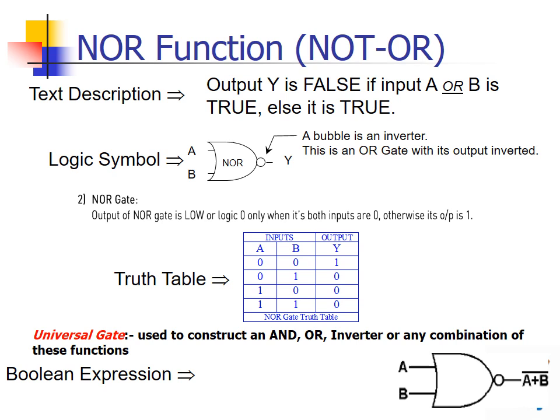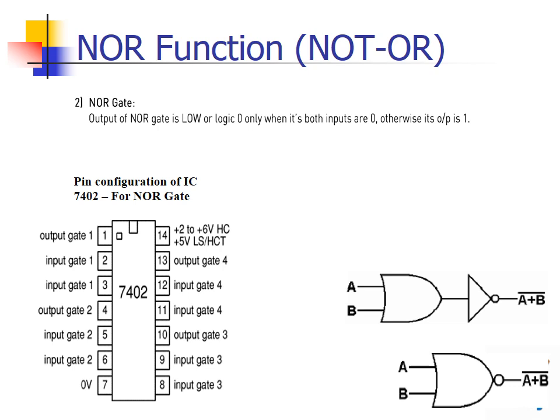As per the truth table, we can see the output of a NOR gate is low, logic 0, only when both the inputs are 0; otherwise its output is 1. The NOR gate is also a universal gate, because we can construct any basic gate, AND, OR, inverter, or any combination of these functions, from NOR gates. The Boolean expression of the NOR gate is y equals (a + b) bar. For this purpose in logic gates we generally use the 7402 IC for the NOR gate.